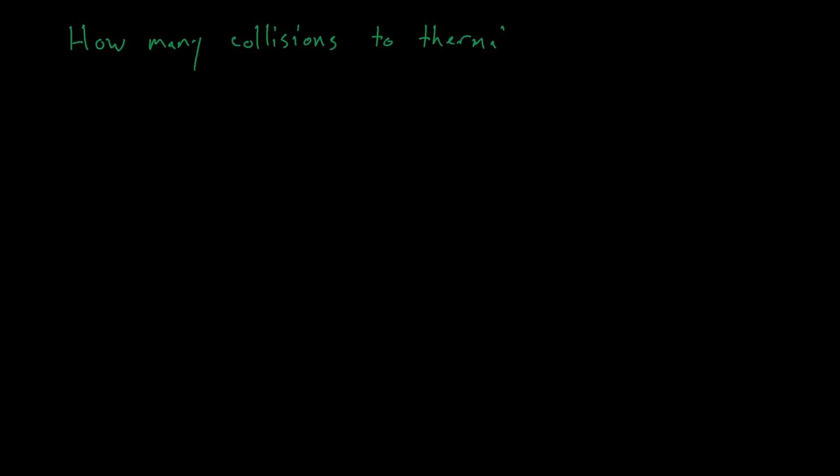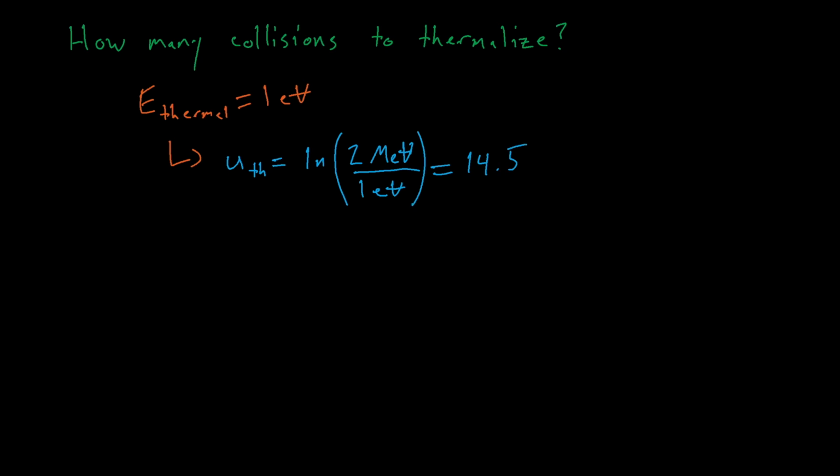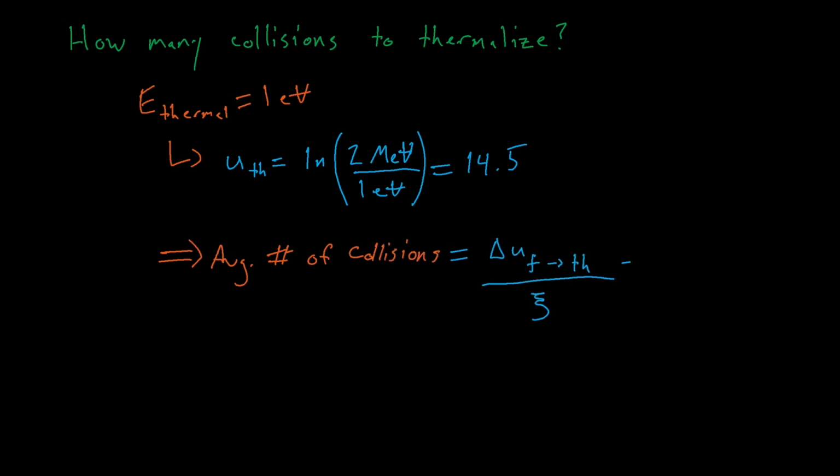So how many collisions does it take for a particle to thermalize? If we define thermal energy as 1 eV and assume that a particle is born at 2 MeV, then we need to gain 14.5 units of lethargy to thermalize. Note that lethargy is unitless, but including units here can sometimes make these equations make a little bit more sense. So thus, the number of collisions to thermalize is simply 14.5 lethargy units divided by Xi. Once we have enough collisions to generate 14.5 of these magical lethargy units, our neutron has thermalized.